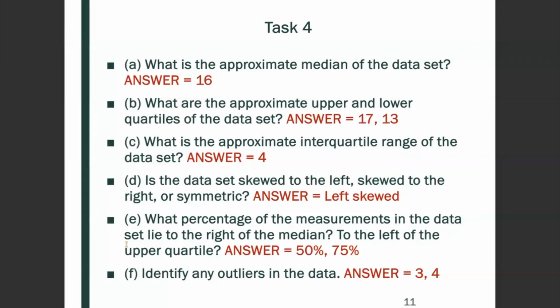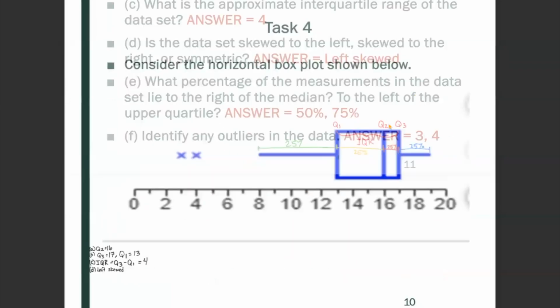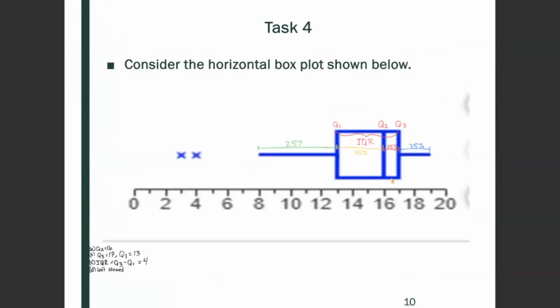Part D, is the data set skewed to the left, skewed to the right, or symmetric? So here we can see that it's not symmetric, and that the spread of the data is to the left, so it's skewed to the left.